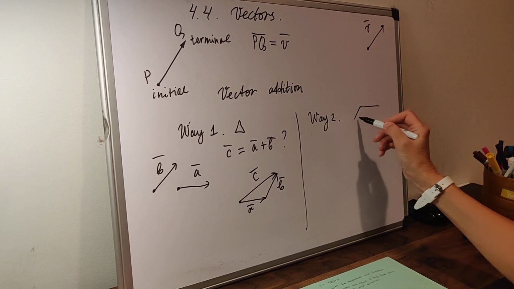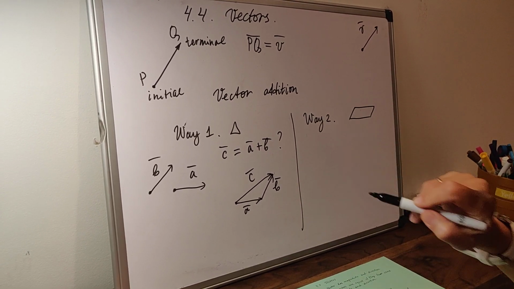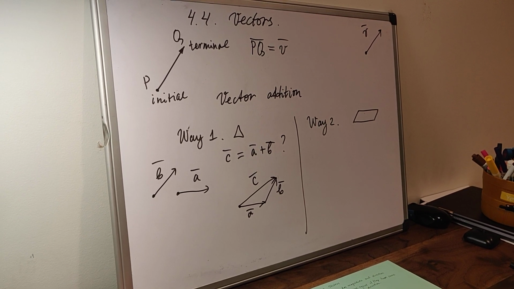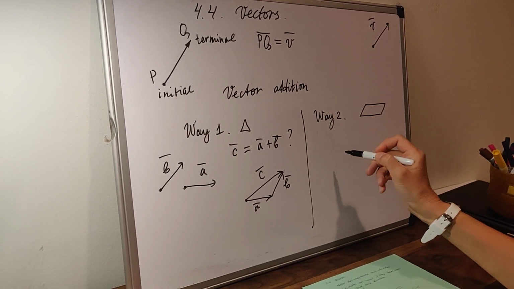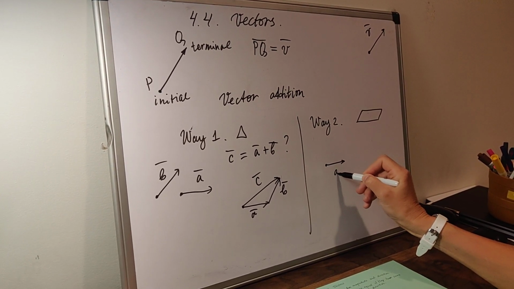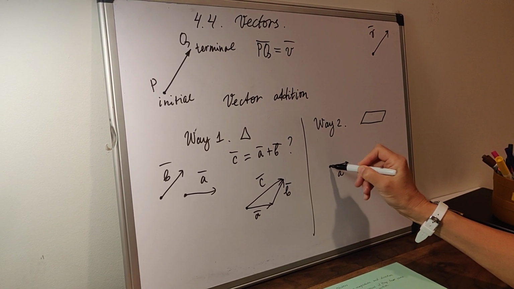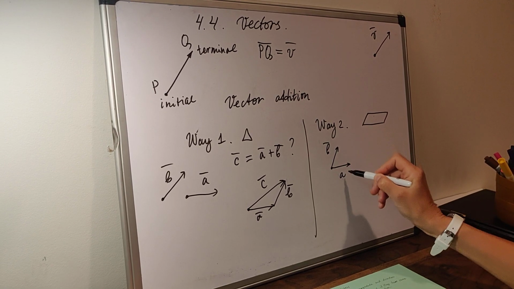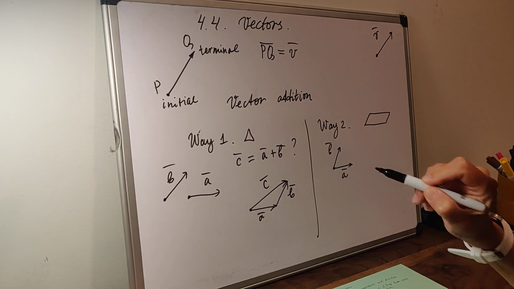Way number two is called the parallelogram. A parallelogram is kind of an inclined rectangle, right? How it works: for the parallelogram, we are going to copy the same vectors, A and B, but we are going to place them from the same point, like I'm doing right now. I'm going to start them from the same point.